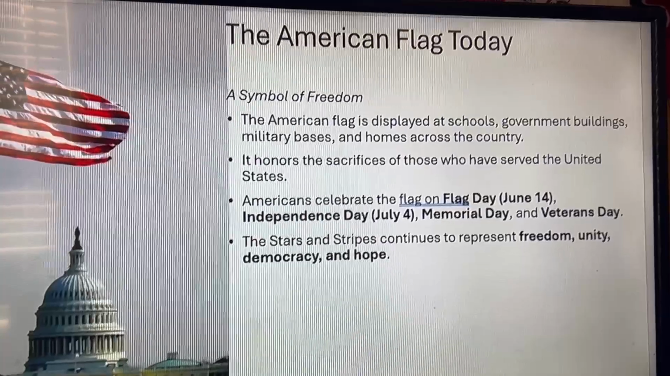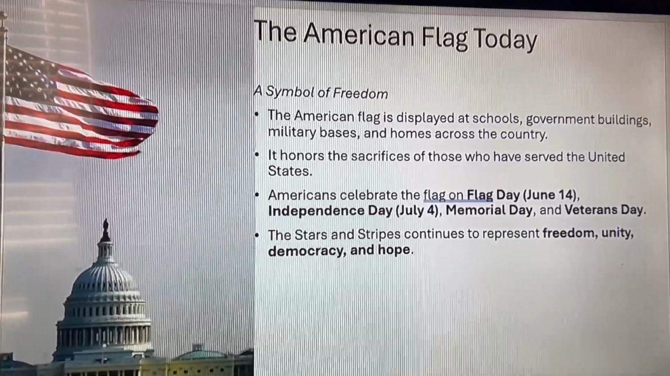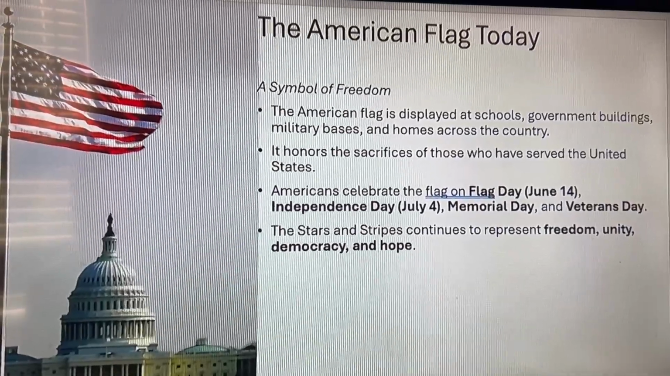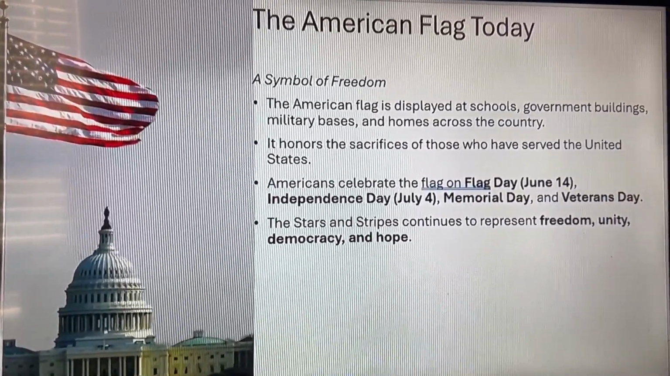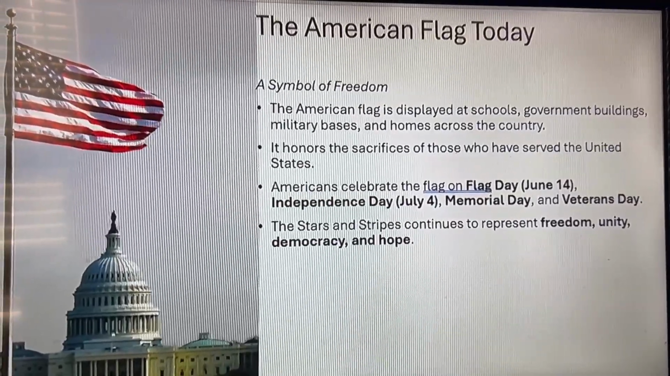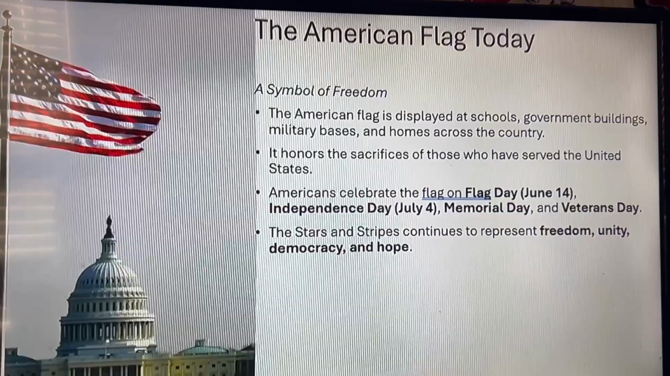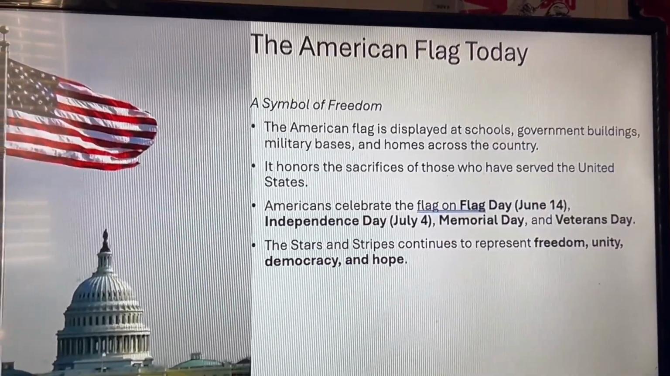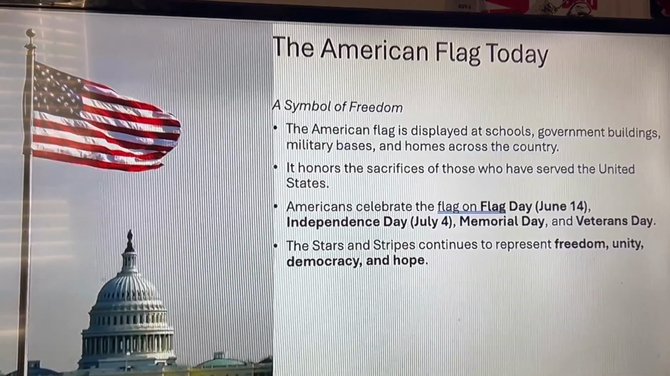The American flag today, a symbol of freedom. The American flag is the symbol seen at schools, government buildings, military bases, and homes across the country. It honors the sacrifices of those who have served the United States. Americans celebrate the flag on Flag Day, June 14th, Independence Day, July 4th, Memorial Day, and Veterans Day. The Stars and Stripes continues to represent freedom, unity, democracy, and hope.